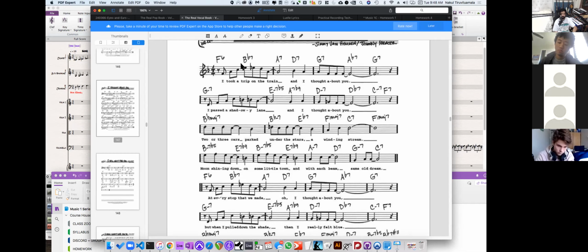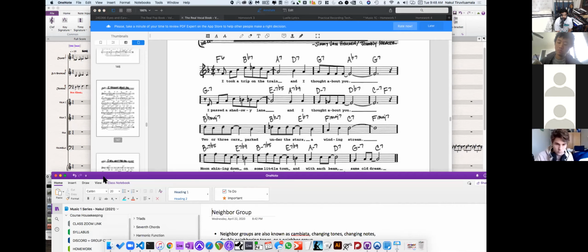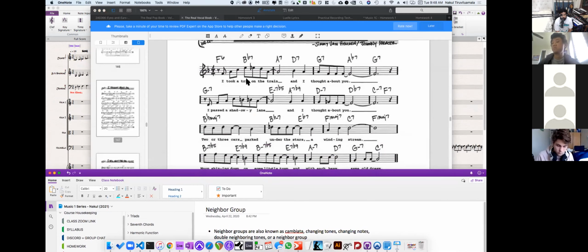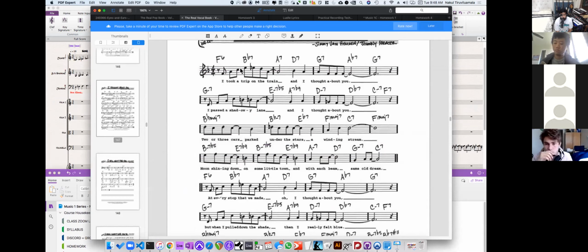What is a structure that has a non-chord tone on a strong beat? What is the structure that we looked at? Appoggiatura. Exactly. So appoggiatura has that property, right? So it's on this beat, and then it's chromatically moving down.